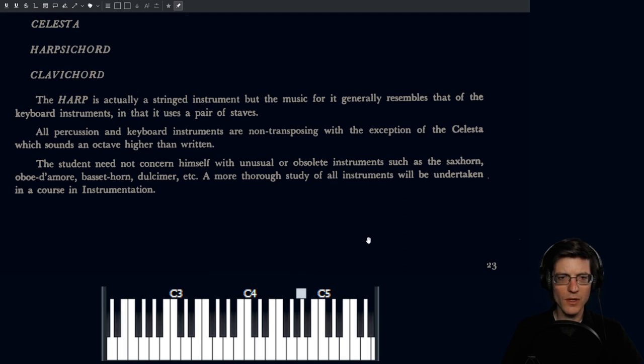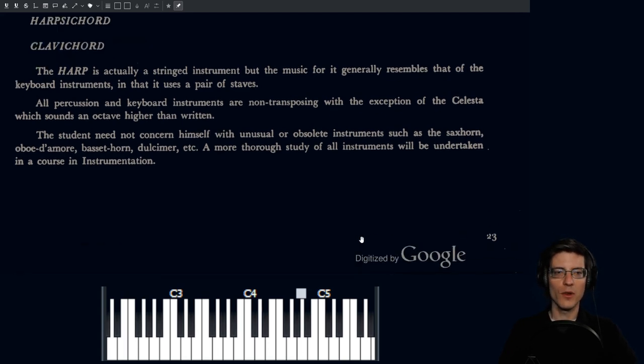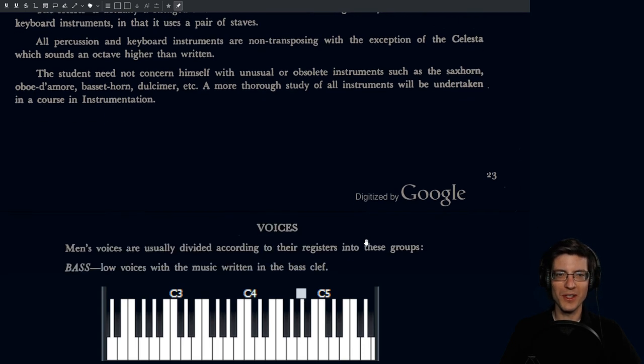basset horn, dulcimer, etc. A more thorough study of all these instruments will be undertaken in a course in instrumentation, which will be later, or if you're interested, after you're done watching this video, pull up a video and find out what a sax horn, an oboe d'amore, a basset horn, or a dulcimer is.